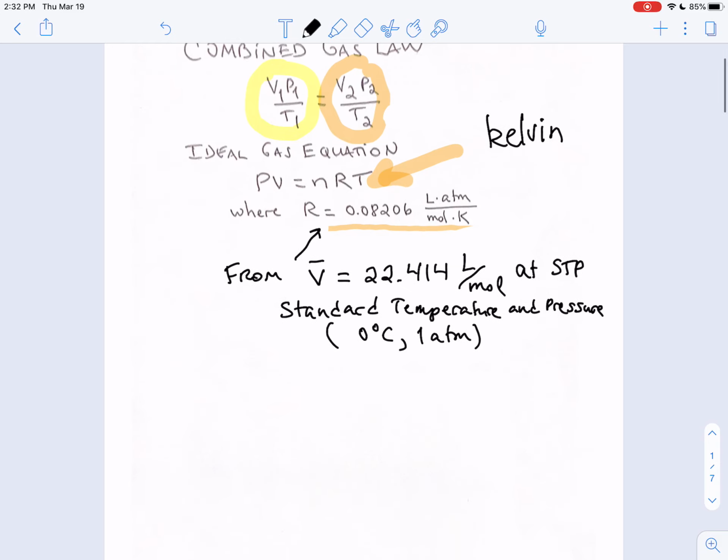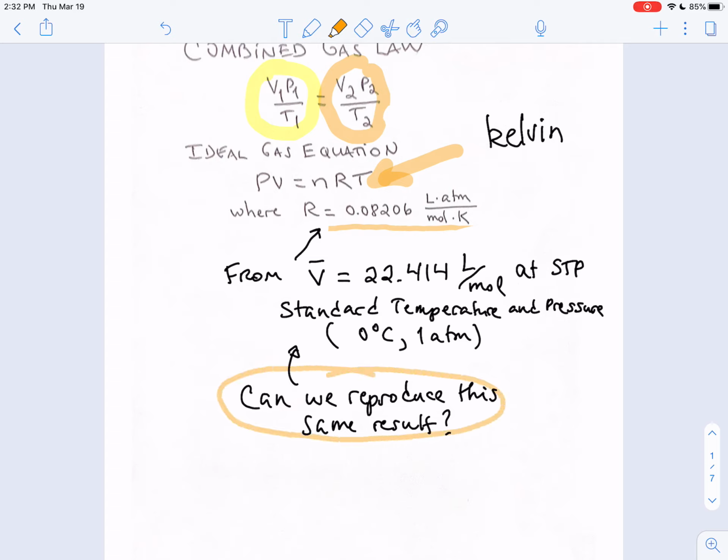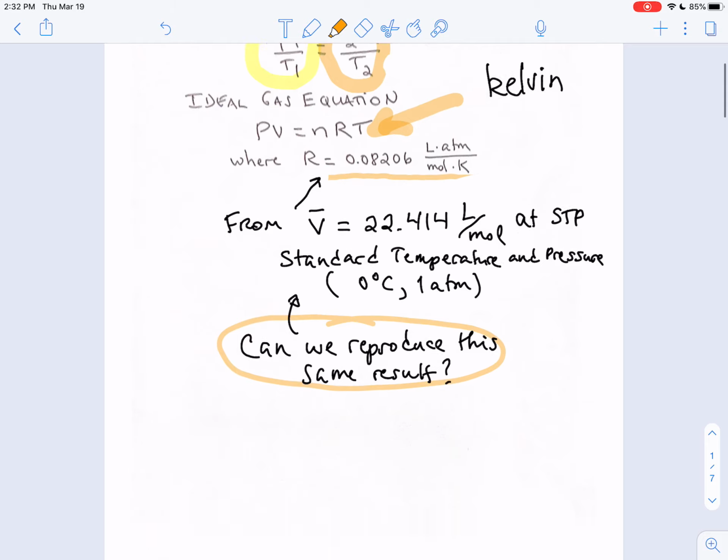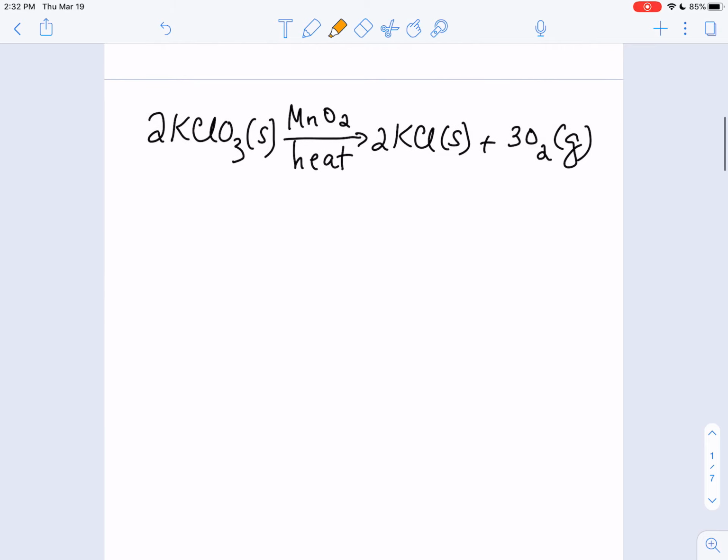One of the things we're going to do in this lab is ask the question, can we reproduce this same result? That's going to be one of the things that we're going to be trying to get at in this lab. Can we reproduce this result? Okay, so to do this, we're going to do a chemical reaction that you've seen before.